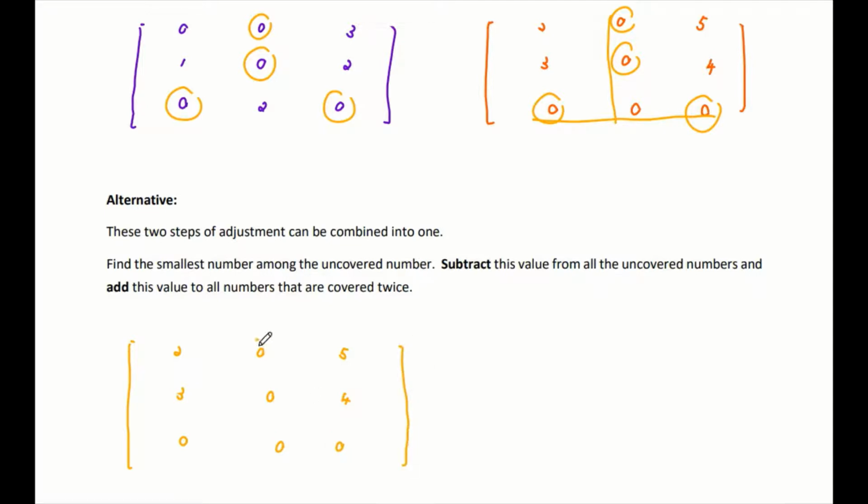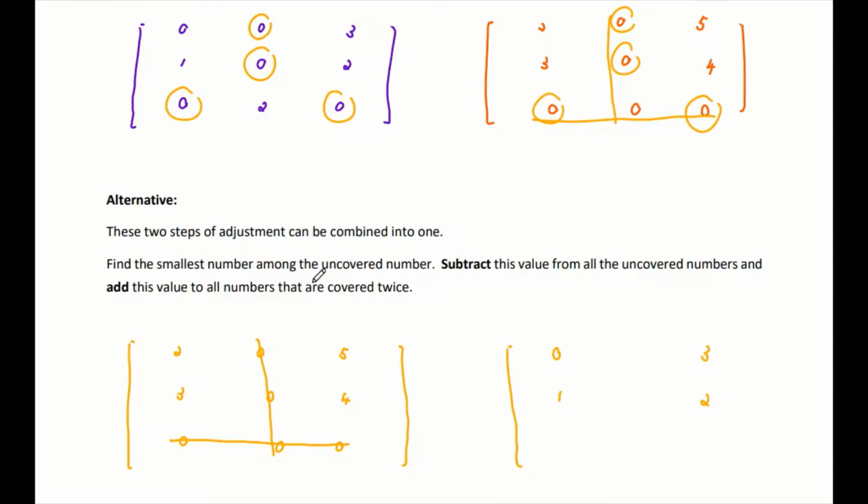Just now we have this place covered already, right? So if we combine the two steps that we did just now, what you do is find the smallest number among the uncovered numbers, which is the same as the previous one. The smallest number here is 2. Subtract this value from all the uncovered numbers. So 2, 3, 5, and 4, you subtract 2 from each. That's why you get 0, 1, and then 3 and 2.